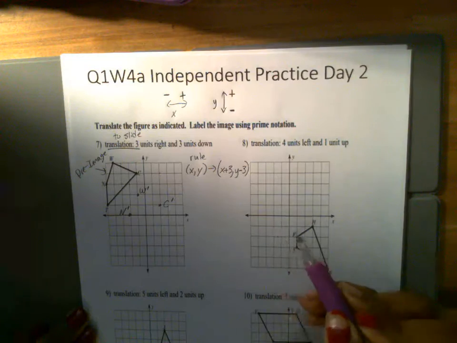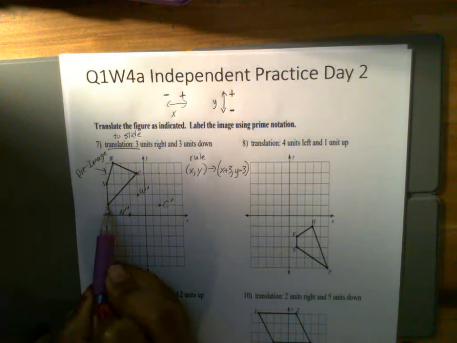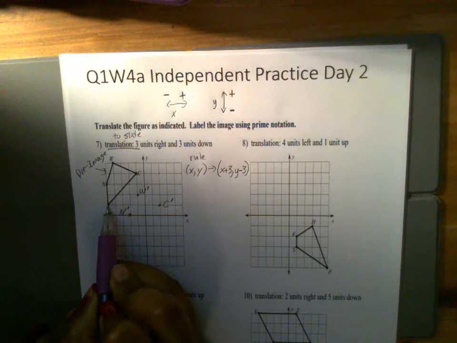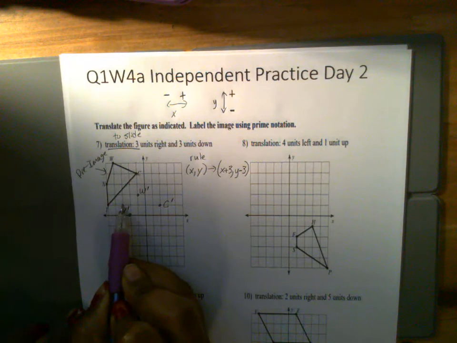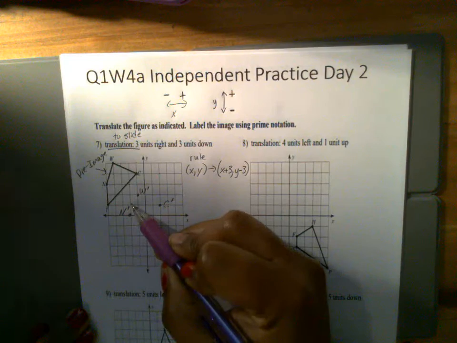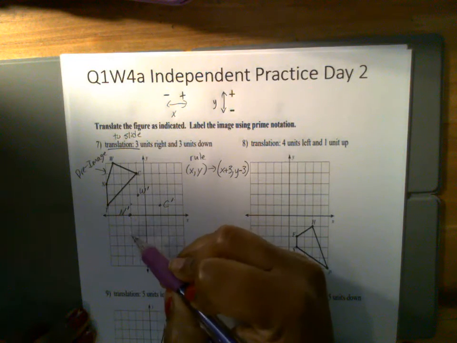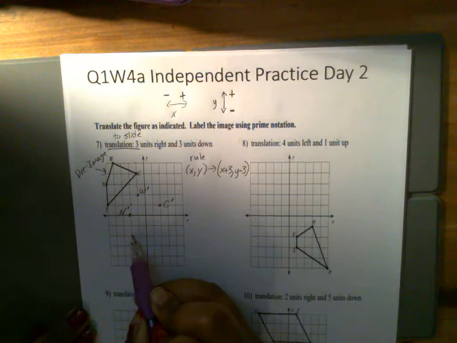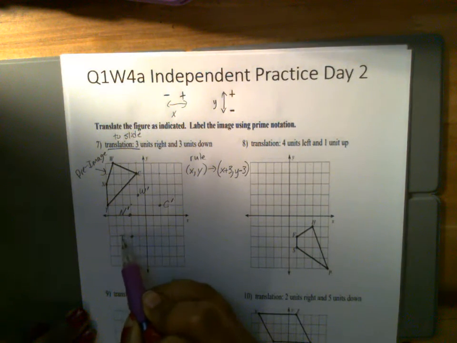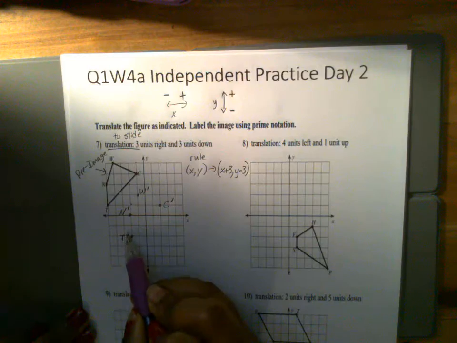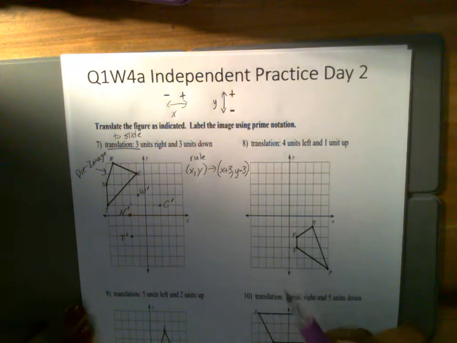I'm going to do the same thing for T. I'm going to move it 3 units to the right and 3 units down. So I move it over 1 time, 2, 3. Then I'm going to move it down 3. So that's down 1, 2, and 3. This is my new location for T. I no longer call it just T, but I put a tick mark and I call it T prime.